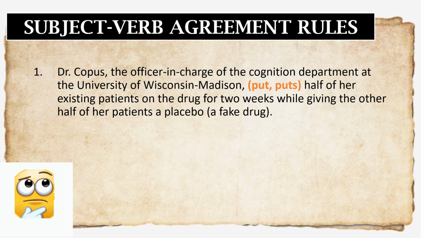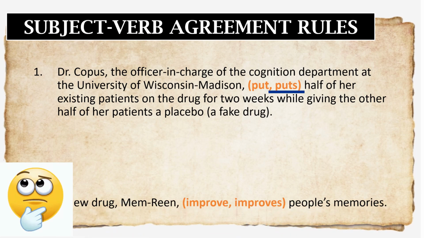What is the intervening phrase in the sentence? The officer in charge of the cognition department at the University of Wisconsin-Madison. Now, what is the subject here? It is Dr. Kopus, and the subject is singular. Now, what should we do with the verb? It should be in the singular form. Therefore, we have to use puts.